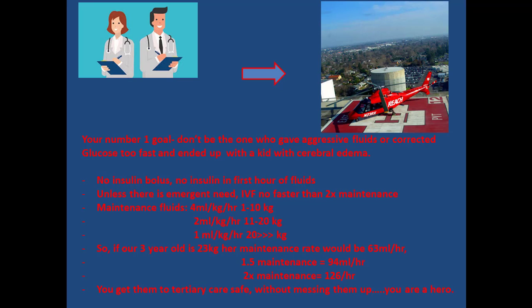So if they weigh more than 20 kilograms, it's 60 plus 1 per kilogram over that per hour. So an example would be kid weighs 25 kilograms. It's going to be 65 milliliters per hour. And if you want to do twice maintenance, it's going to be 130 milliliters per hour. And that is about it. Don't go beyond that. Don't be that guy.